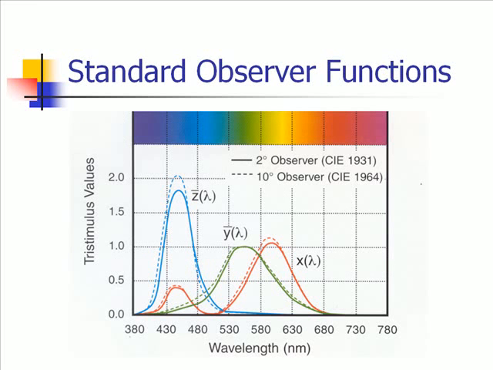Whenever you're reporting numbers for this sort of thing, you always need to specify which observer you use, the 10-degree or the 2-degree. And we'll see that later on as we go through. From that, we can calculate what's called tri-stimulus values. And those are mathematical functions of the standard observer that allow a spectrograph to be converted into 3 numbers known as X, Y, Z tri-stimulus values.